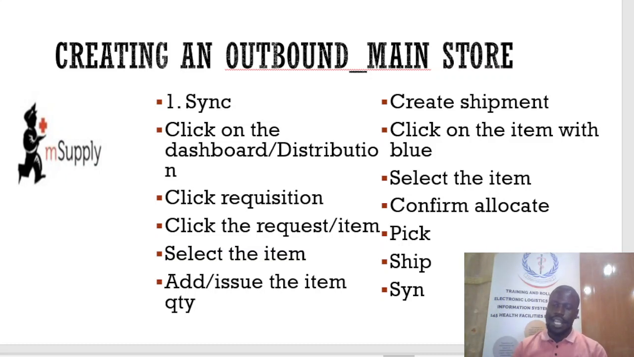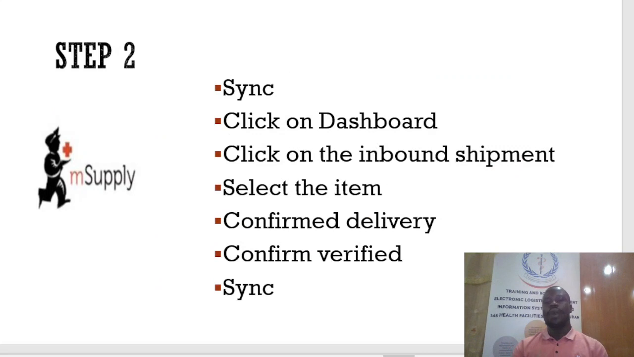When they click on synchronize again on the other side, as they sync, you sync this side, they also sync that side, the item gets synchronized, and then it appears from that side that an internal order that was made has already been shipped. Now, if it is already shipped, for the one who requested earlier on, what are you supposed to do? Sync. As you sync your data, please go and click on the dashboard.